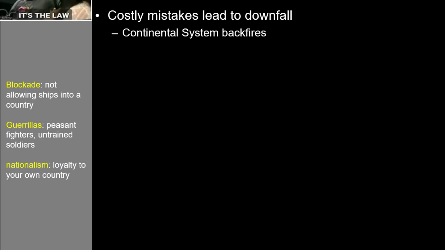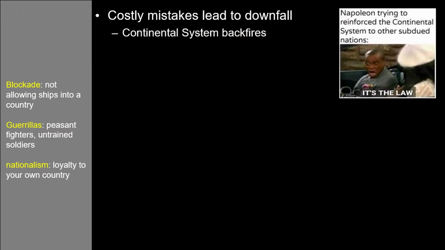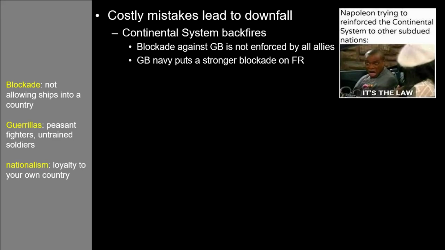Napoleon's downfall is basically one long, slow-motion fail montage. First mistake, the Continental System. Napoleon tries to flex by blocking British goods from reaching Europe. He's thinking, no British trade equals British economy goes boom. But plot twist, his own allies don't enforce it.